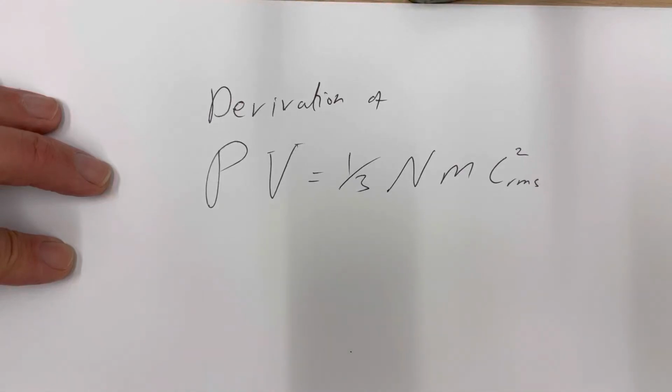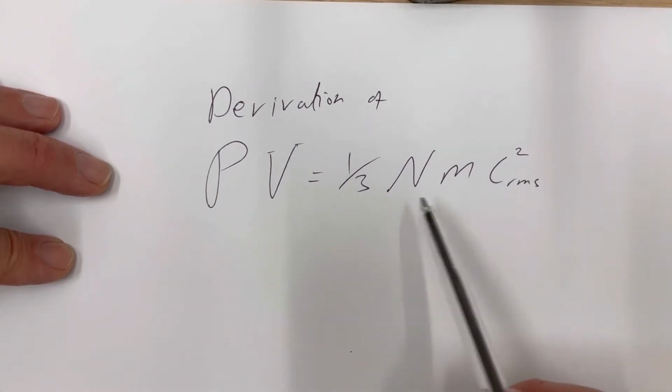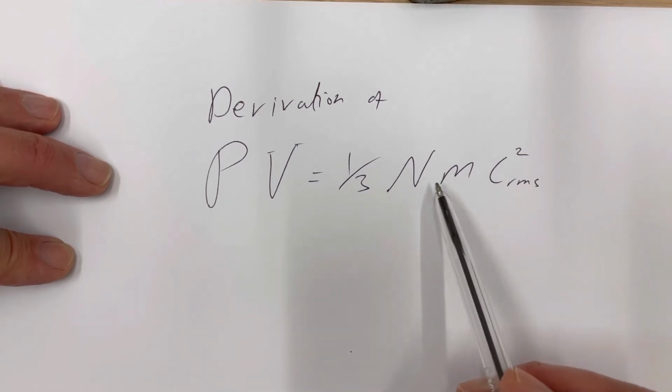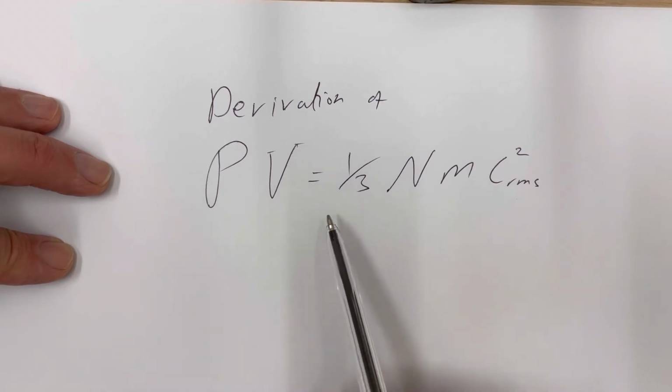Hi, welcome along to a little video deriving PV equals a third N m c_rms squared. Not the assumptions leading to its derivation, which have been examined much more frequently. You'll have to look those up separately.